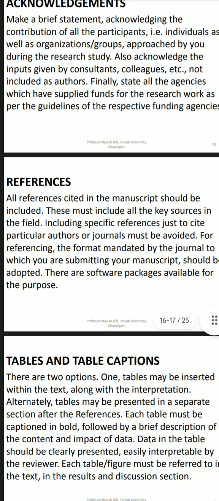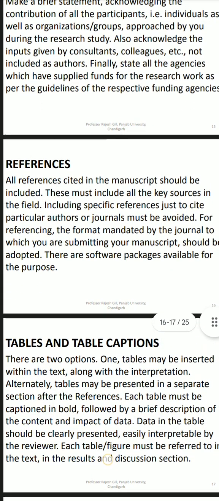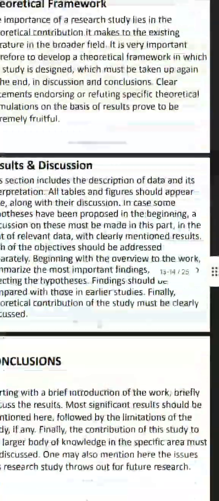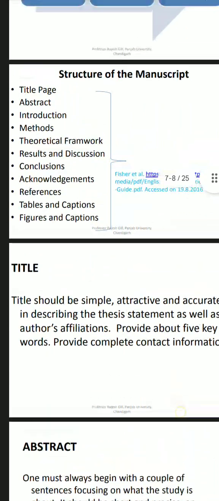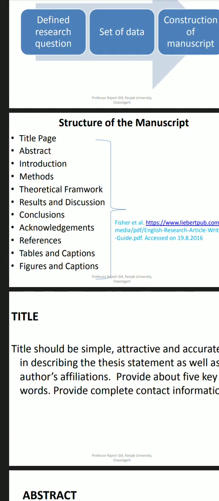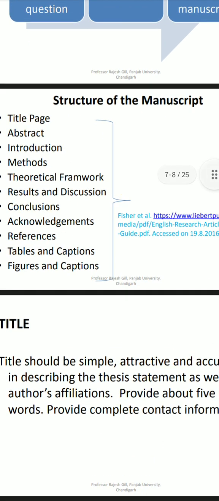Then you can add tables and table captions, but the most important steps, you can say, are title page, abstract, introduction, methods, theoretical framework, result discussion, conclusion, acknowledgement, and reference. These are the basic steps for writing your research manuscript.